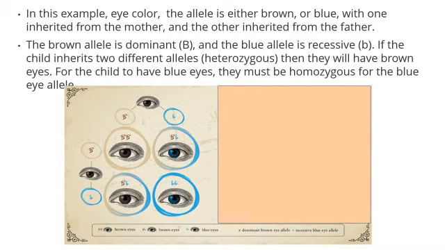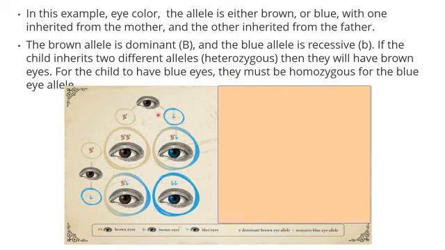In this example, eye color, the allele is either brown or blue, with one inherited from the mother and the other inherited from the father. The brown allele is big letter B and the blue allele is recessive, small letter b. If the child inherits two different alleles, that is what we call heterozygous. Okay, this is the heterozygous. Then they will have brown eyes. For the child to have blue eyes, they must be homozygous for the blue eye allele.